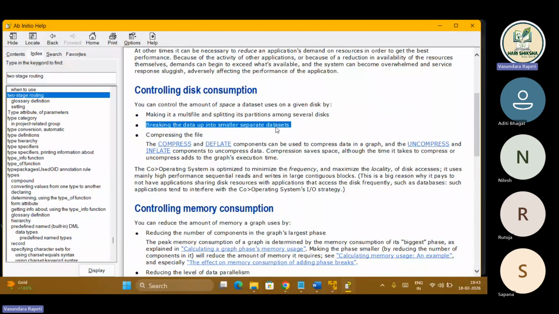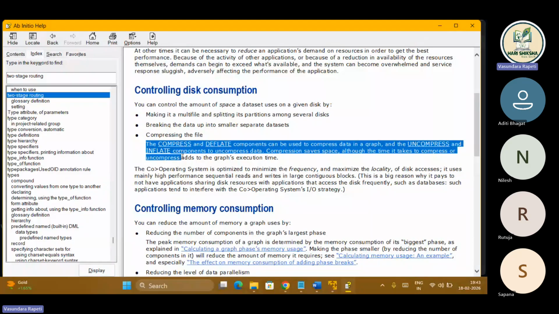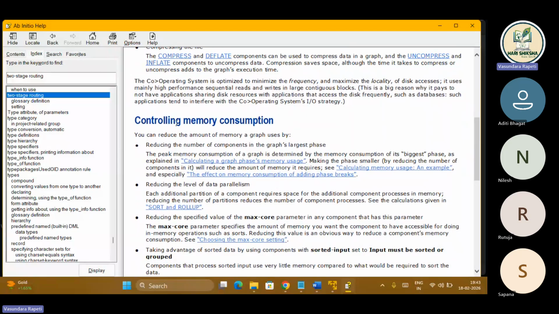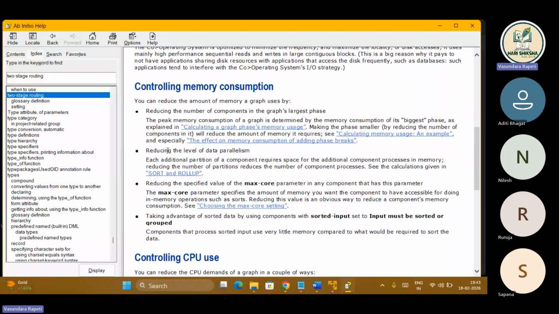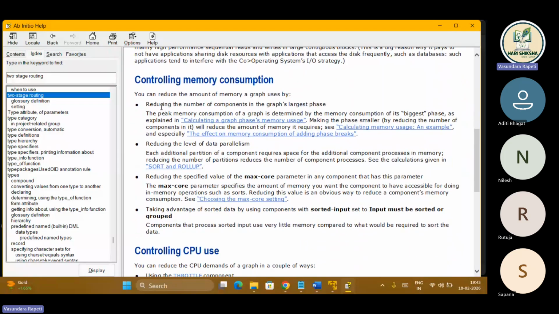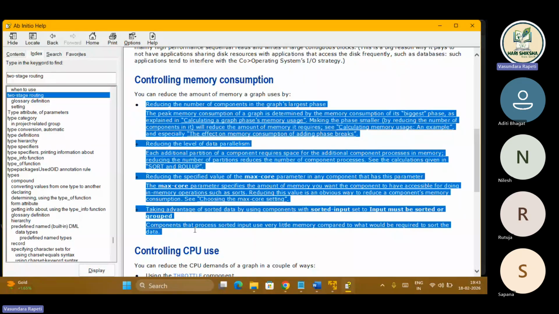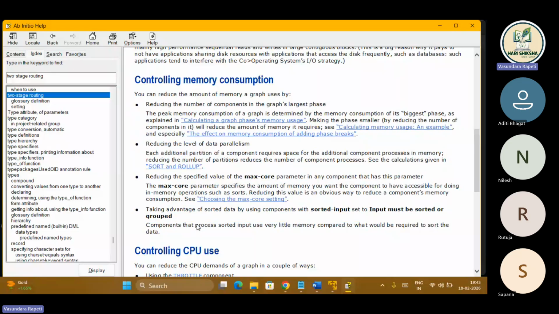Breaking the data up into smaller separate data sets is also useful for this. This is for a large data set to a moderate data set, not too small. Compressing the file also helps, like we have seen with ICFF. Then controlling RAM. RAM is very important for everything, so max core management comes here, right? We have discussed RAM size, max memory, max core many, many times. So choose the max core settings wisely.